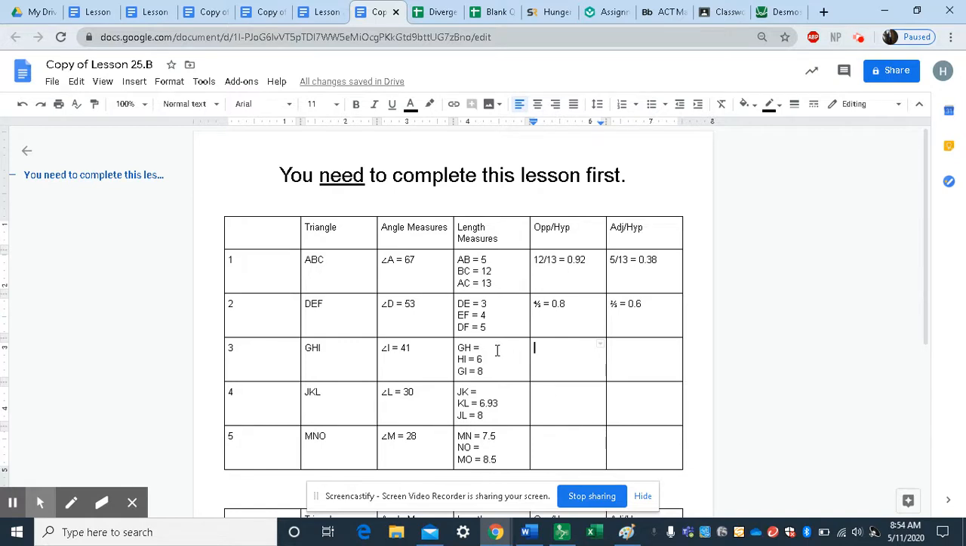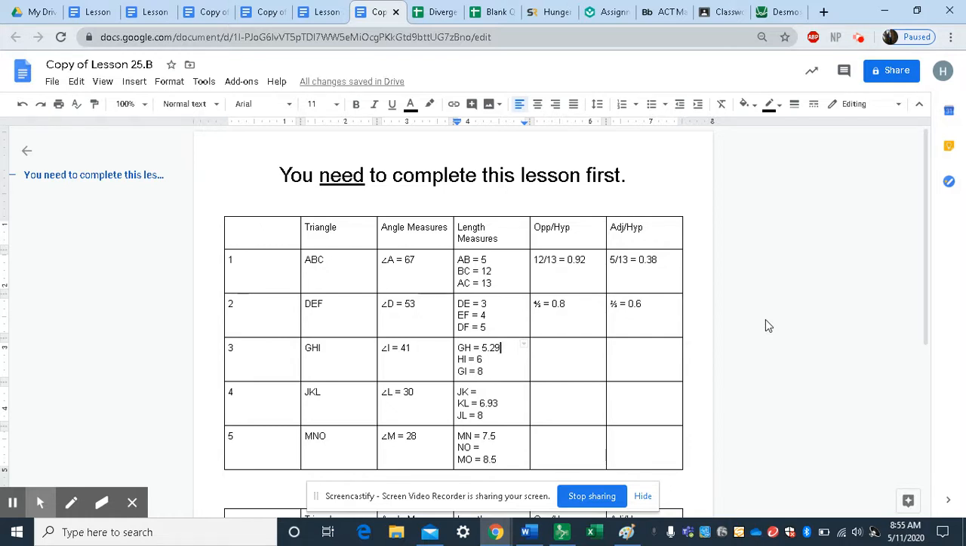Okay. So we did 8 squared minus 6 squared. And when we do that, we get 28. 28 is not a square number. So we need to push the square root button on our calculator. And when we do that, we get 5.291502, and so on. So we're going to round to 2 decimal places. So GH equals 5.29.